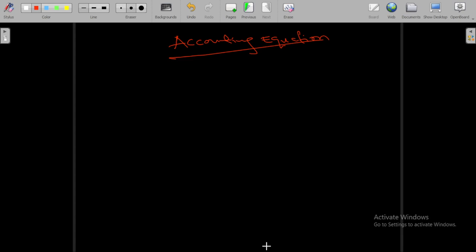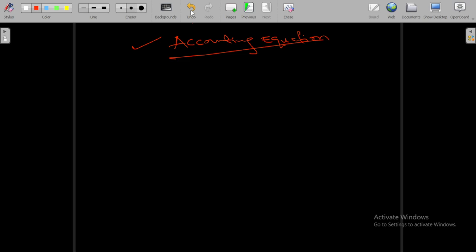Okay, today we are going to look at the accounting equation. This accounting equation is based on the business entity concept that a business is a separate entity from the owner of that business. This means that the accounting equation is trying to show us that the business is separate from the owner of that business. Consider a situation whereby you set up a business and you now put money into that business.